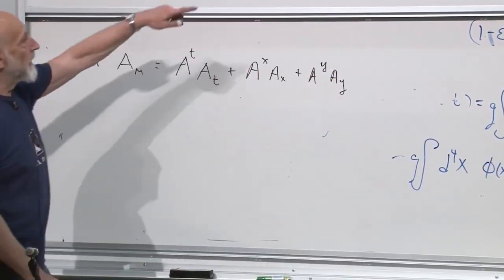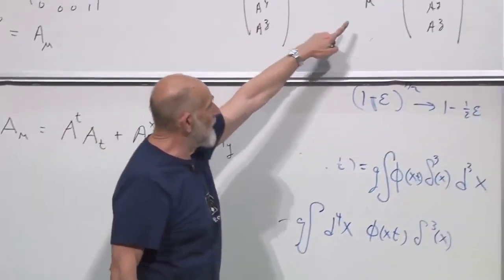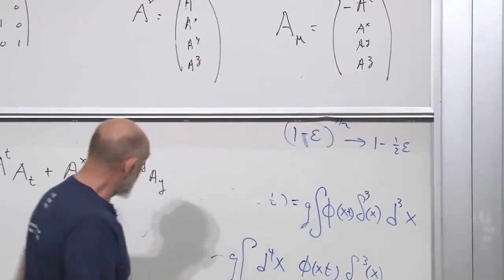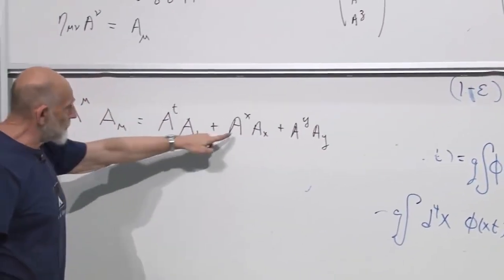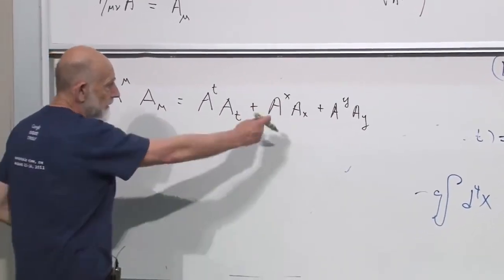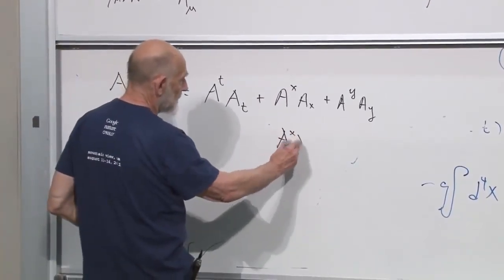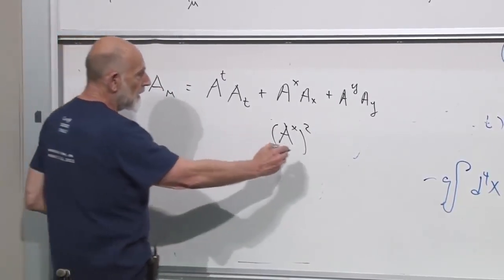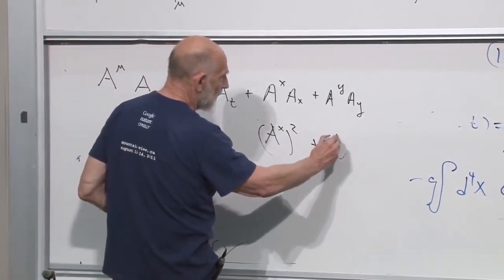Now, the space components of the covariant and contravariant vectors are the same. So this is just A_X squared. This is just A_X squared. And it doesn't matter whether you put it upstairs or downstairs. Likewise, this one is A_Y squared.